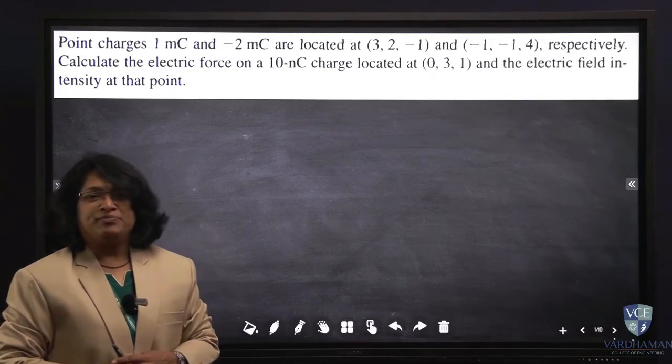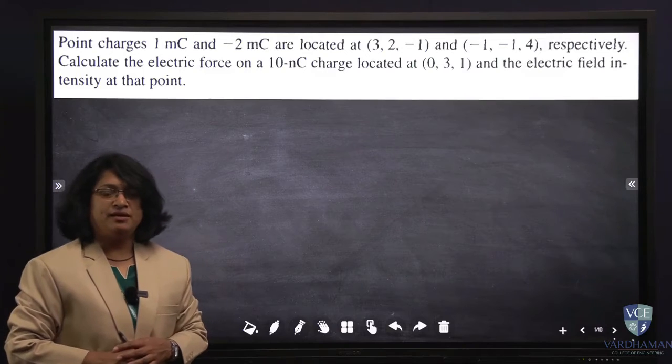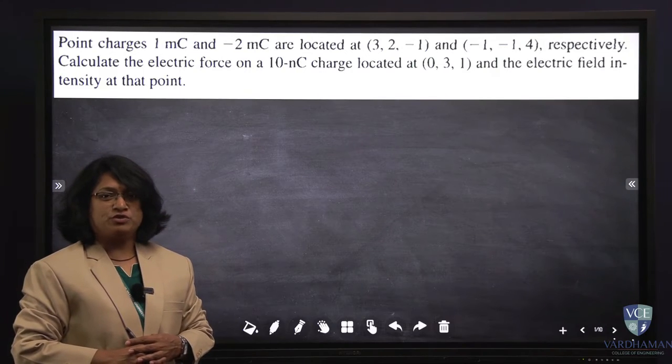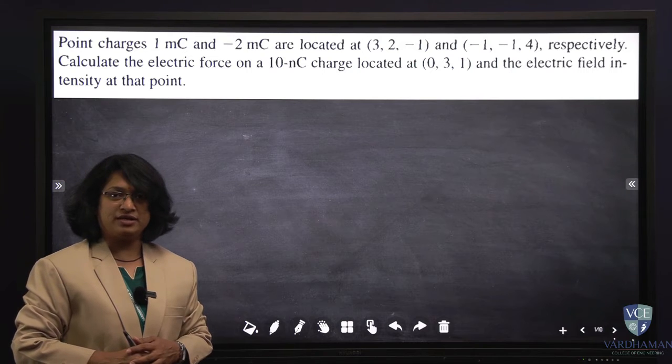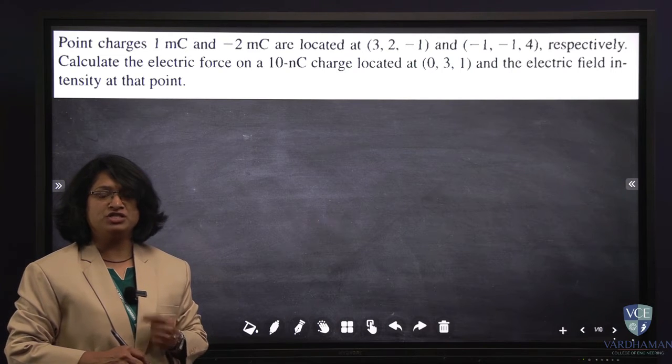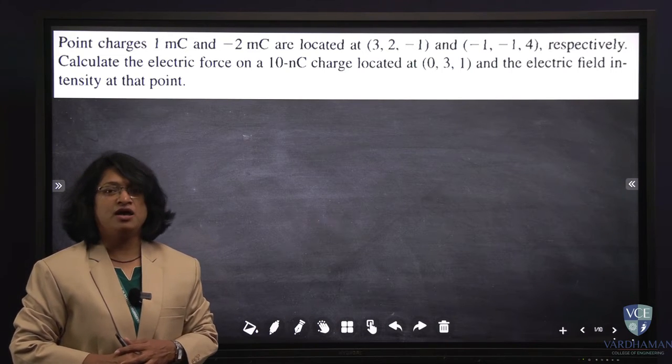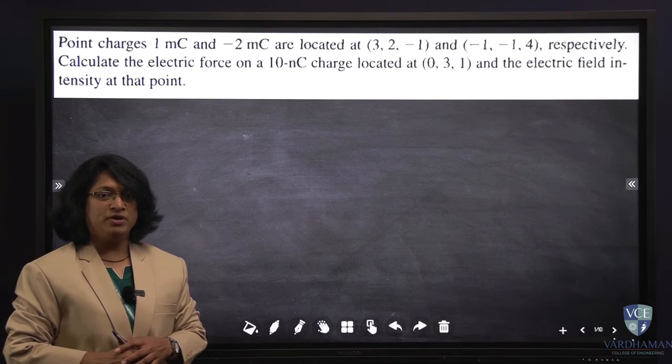So in the previous class, we have seen the calculation of the force between any two charges, and if there are n point charges, how to calculate the force acting on one charge due to the presence of n charges. Now let us solve a problem.